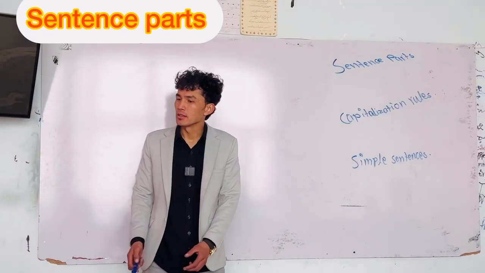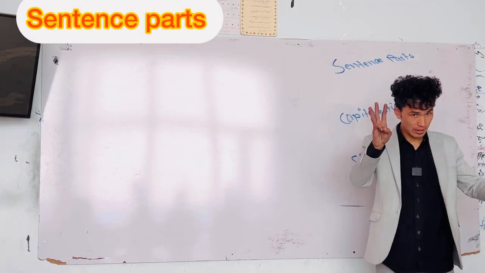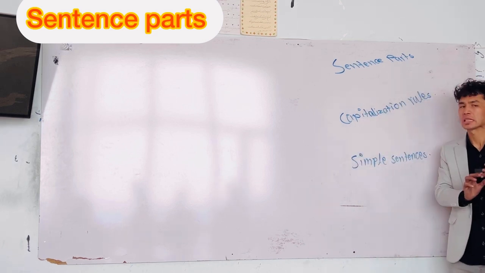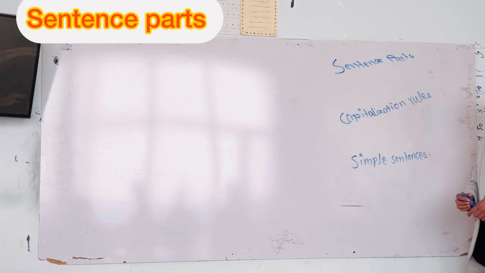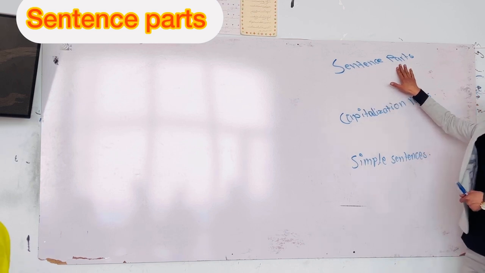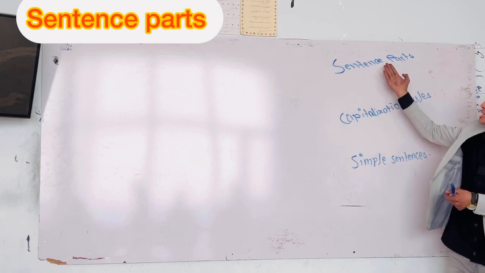Hey, from the writing, today we are going to discuss only three tips. Three tips, please. Keep an eye on the board and let's discuss each of these tips individually, one by one. The first word is sentence parts. And the first tip we are going to discuss about the writing is sentence parts.